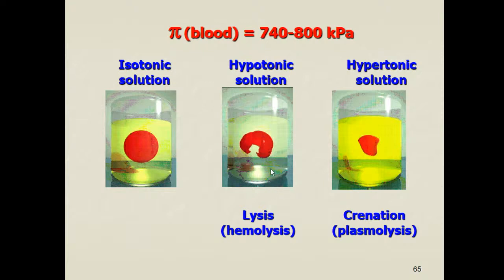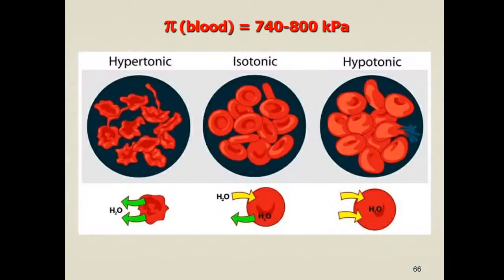What does that mean? Water goes in and leads to the red blood cell bursting. A hypertonic solution has higher osmotic pressure than blood, and that's why water leaves the red blood cell, leading to shrinkage of the red blood cell, known as crenation or plasmolysis if we deal with blood. How does it look in a picture? Water out, it's a hypertonic shrinkage. It can't carry oxygen anymore. Isotonic, no change in shape, and hypotonic, water in till the red blood cell bursts.